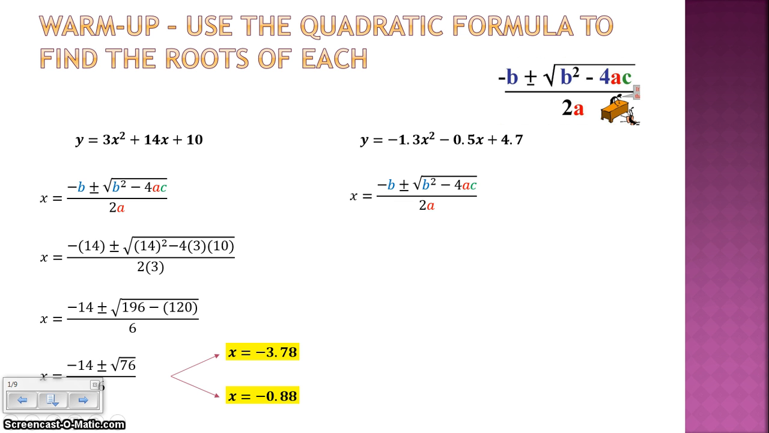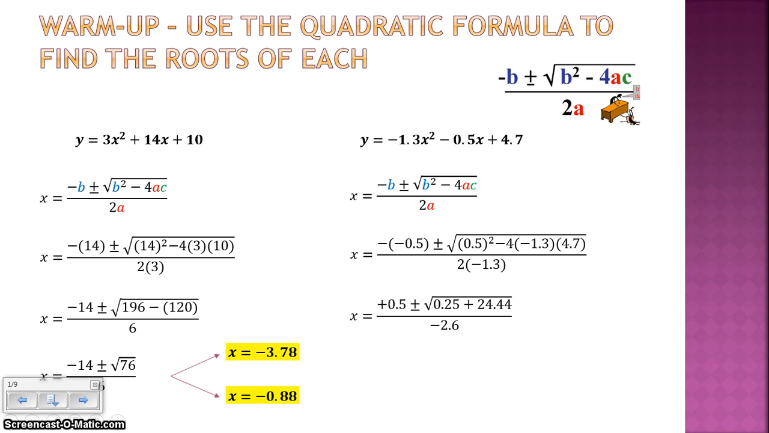Into the second example, same process. So there's our base equation, subbing in all the key values. Simplify underneath the bracket. Okay, notice how it was negative 4 times negative 1.3 times positive 4.7, so it was a negative negative, which ultimately leads to a positive. That's why it's 0.25 plus 24.44.